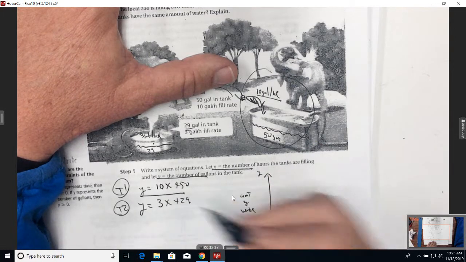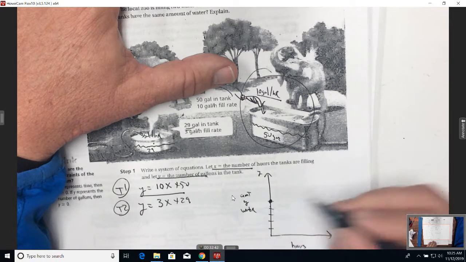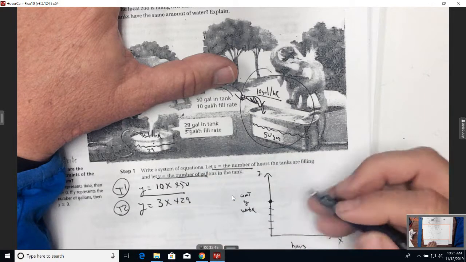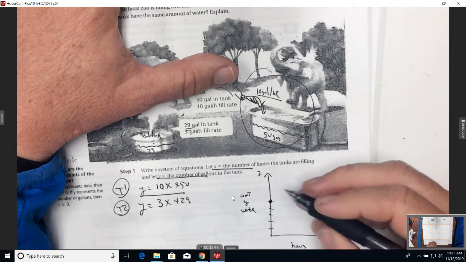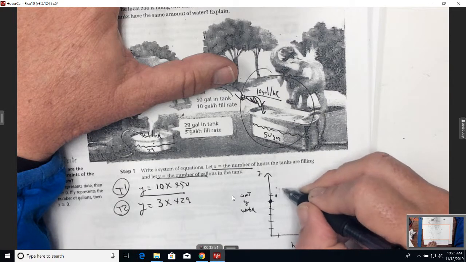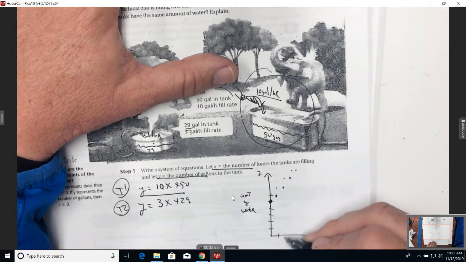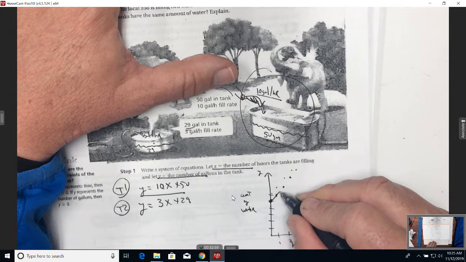The first tank started off at what? 50 gallons. Let's say that's 10, 20, 30, 40, 50 gallons. And it's being filled up at a fast rate of 10 gallons per each hour. So up 10 gallons per hour, up 10 gallons per hour, up 10 gallons per hour. So here's hour 1, hour 2, hour 3, and so forth. So it's been filled up right here like this.